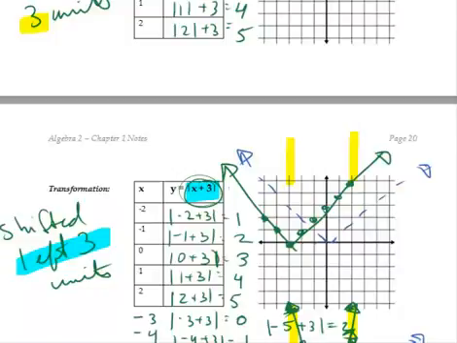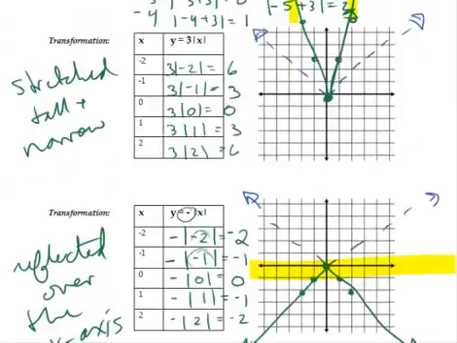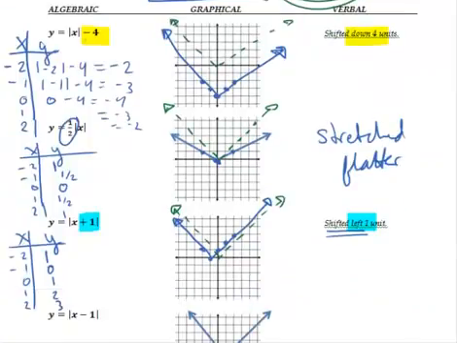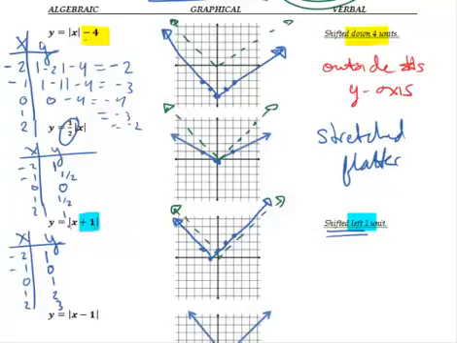So one of the things that we start to see is that the inside and the outside make a difference. If you have something on the outside, that's going to be the up-downness, or some people have said the outside numbers move it along the y-axis, whereas the inside numbers move it along the x-axis.